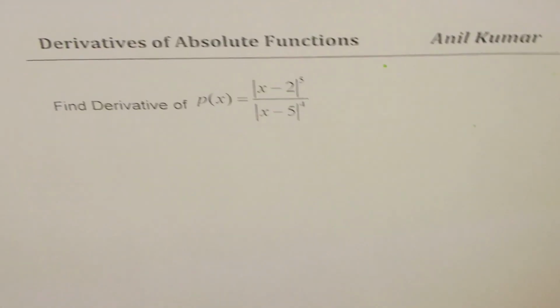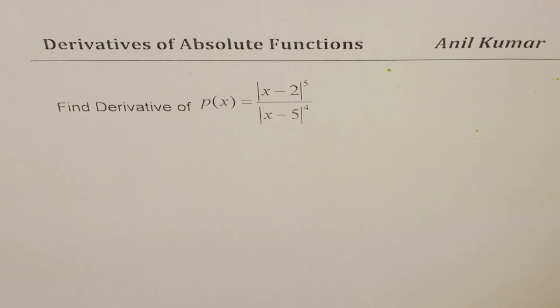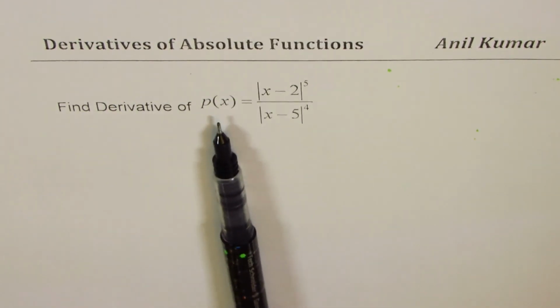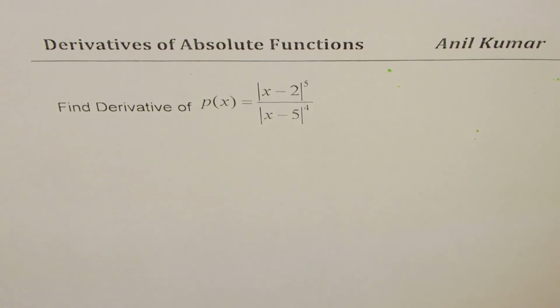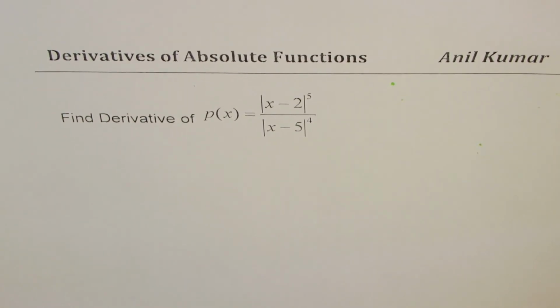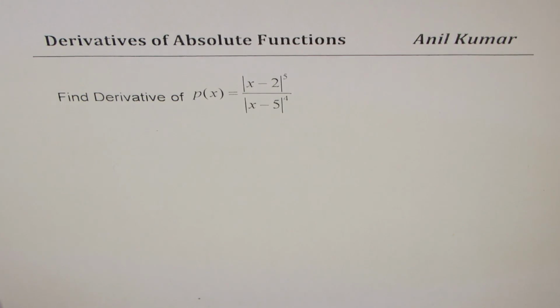Is that clear? Now with that, let's get to the real question, which is a high-level derivative. A difficult question on derivative of absolute functions. You need to find derivative of p of x, which is x minus 2 to the power of 5 divided by x minus 5 to the power of 4. I'd like you to pause the video and answer this question at this stage. This has been posted by one of my subscribers who is probably preparing for IIT JEE. Let me thank all of you for participating actively and posting such good questions.